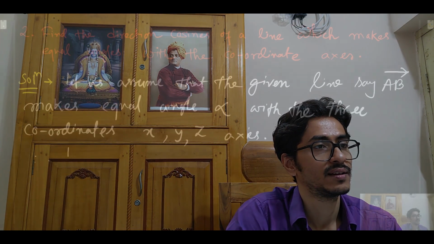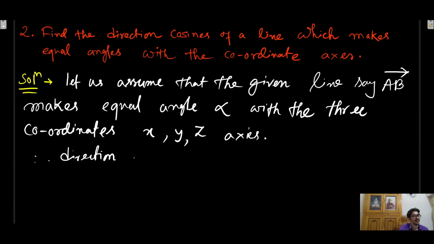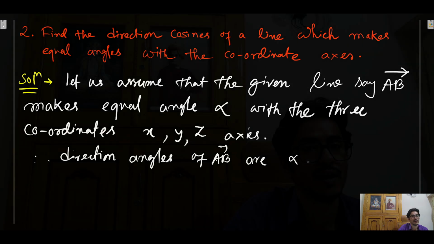Therefore alpha is the direction angle of the line AB vector. Therefore direction angles of AB vector are alpha, alpha, alpha. We have used the concept of lecture 1, right? So again from lecture 1, if alpha, alpha, alpha are the direction angles of the line AB vector, then direction cosines are cos alpha, cos alpha, cos alpha. Therefore, very easy.